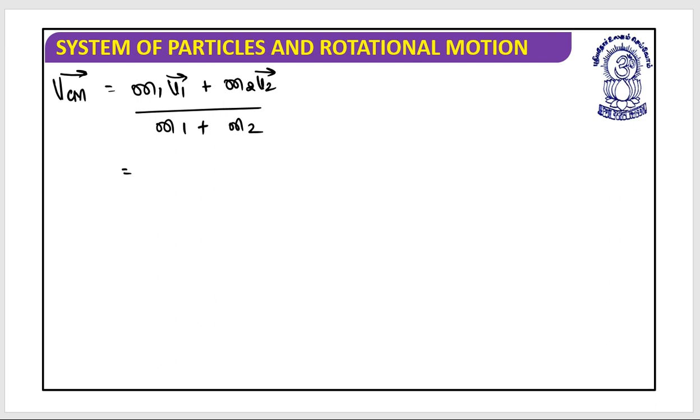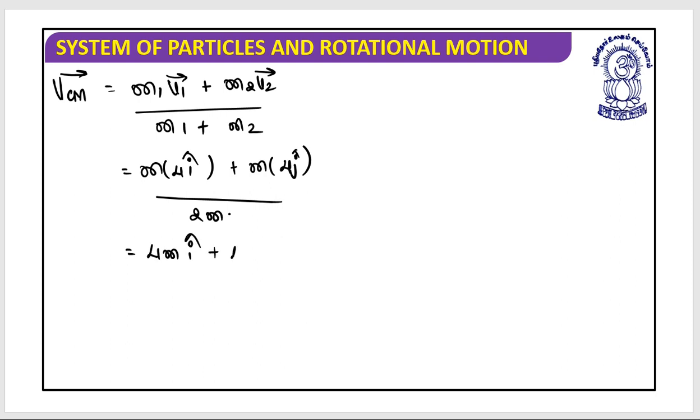The v1 was 4i and v2 was 4j, so this is m into 4i plus 4j, since the two particles have equal mass, divided by m1 plus m2, which equals 2m. So this could be written as 4mi plus 4mj divided by 2m. This is 2i plus 2j. This is VCM. Now let's work on the ACM.